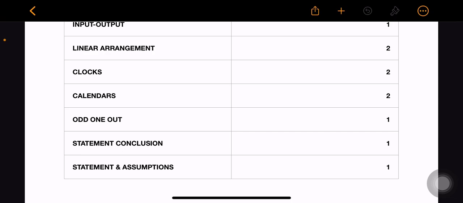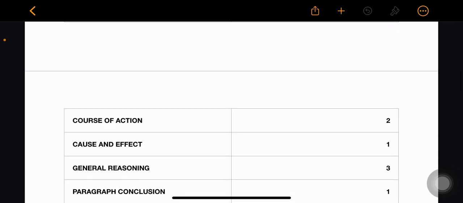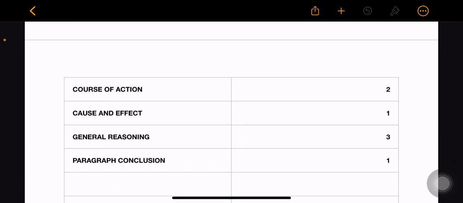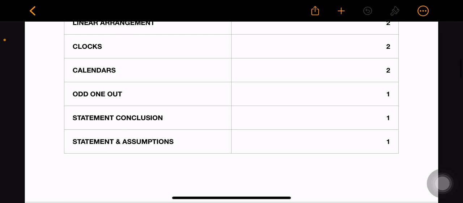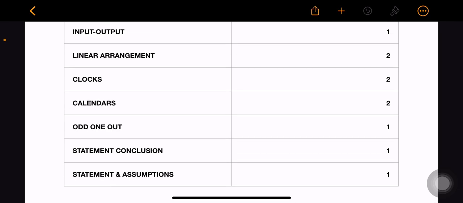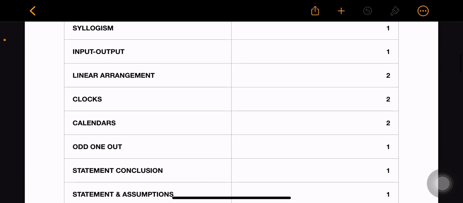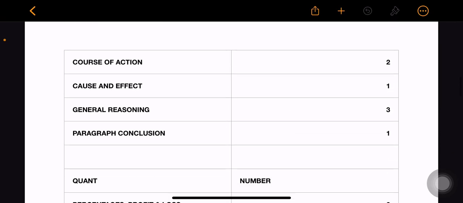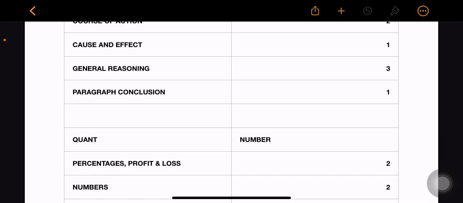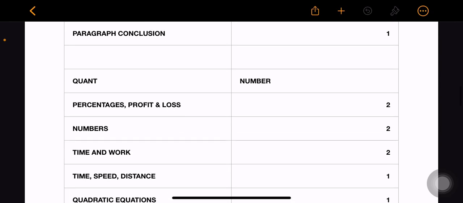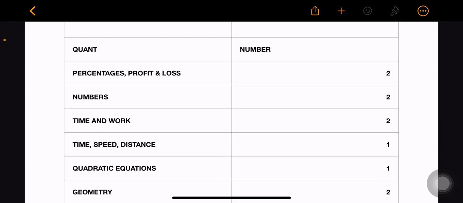You guys are going to get odd one out, 1 question, statement and conclusion, statement and assumption, course of action, 2 questions, cause and effect, general reasoning, and paragraph conclusion. So moreover, you got 4, 5, 6, 7 here, 8, 9, almost 9 questions directly on verbal. So 15 questions there, 9 questions here. And of course, many other questions do not require quant proficiency. So if your quant section is weak, SNAP is the examination to go for. The last date to apply for this examination is 24th of November.